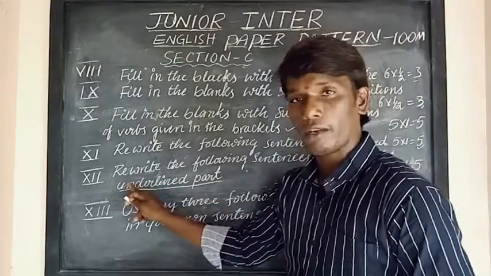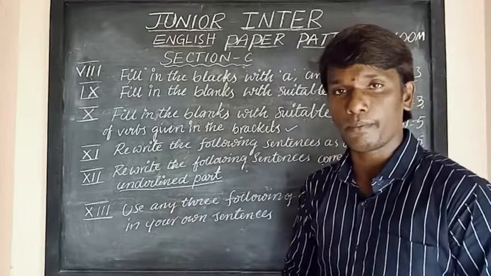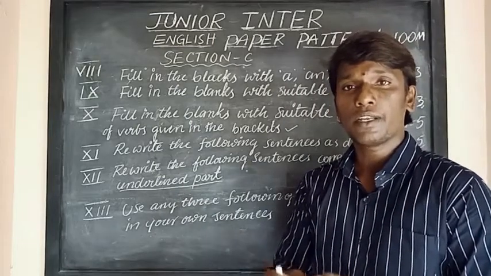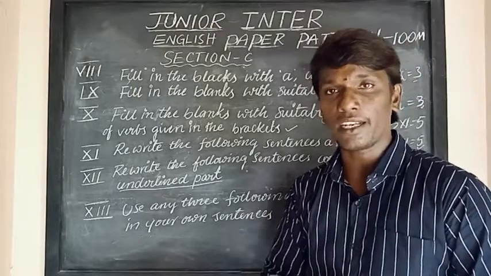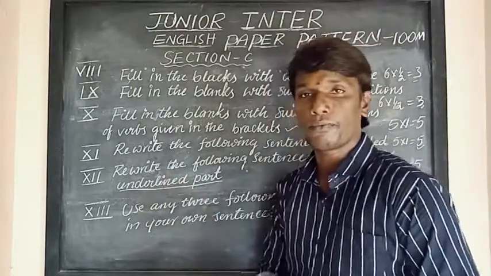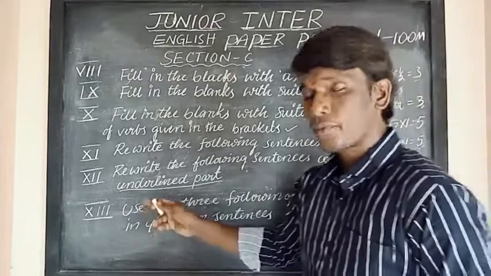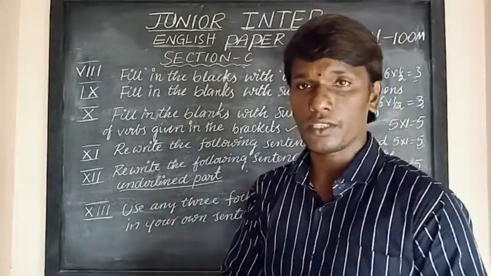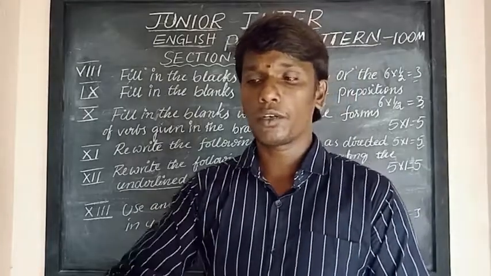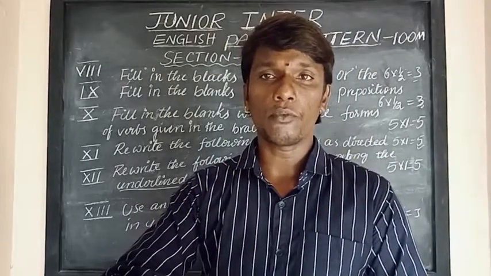And Roman number 12 is correction of sentences. That means you are given sentences with an underlined part. You should correct the underlined part, and that is all for 5 marks. And now question number Roman 13 is also correction of sentences.